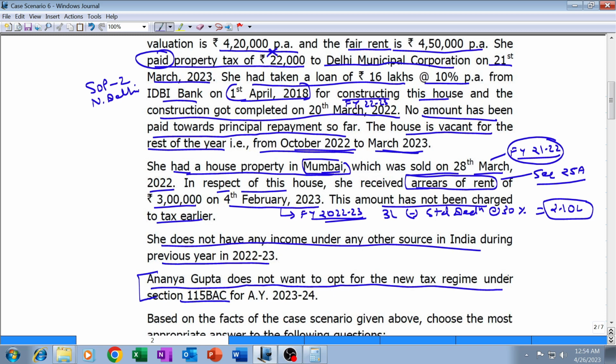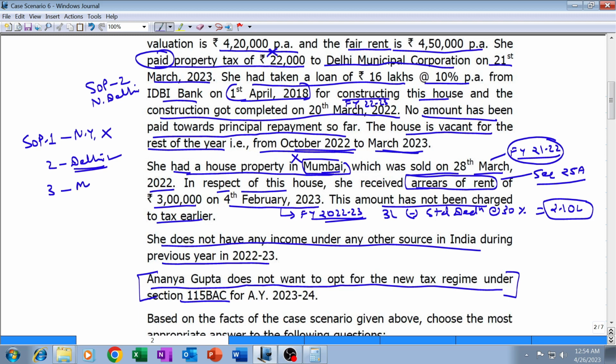Okay, so now how many properties are there? This Mumbai based property is already sold off. This does not exist. So there were 3 properties: SOP1, SOP2, SOP3. SOP1 is located in New York, outside India, so that will not be taken into account. SOP2 is located in New Delhi. This will be taken into account because, though she is non-resident, the property is located in India. That means place of accrual will be in India, whether positive income or negative income. Even for negative income, the place of accrual has to be checked.